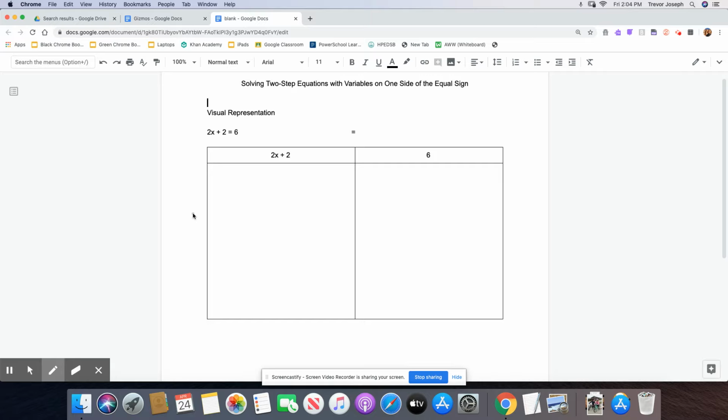Today, what we're going to focus on is basically what we were talking about earlier in the gizmo. So you have an equation here, 2x + 2 = 6. I represented it as a chart. This line going down the middle represents the equal sign. When you were in the gizmo, your x's were represented by these little petri dishes. Oops, something went wrong there.